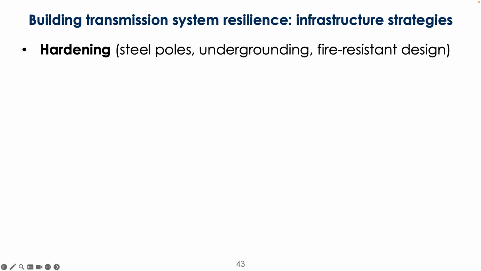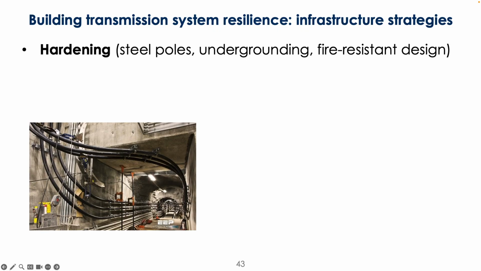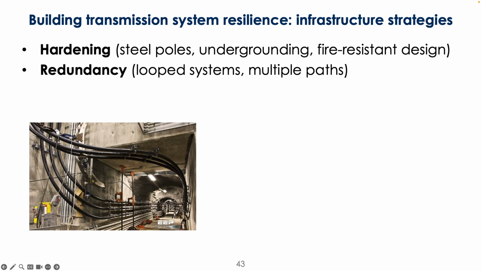So what are some of those things? So hardening. These are ways that you can make the equipment itself more robust. It might be a fire-resistant design, even if it's overhead, or you do undergrounding. That is a form of hardening. So this is an example of transmission lines underground.